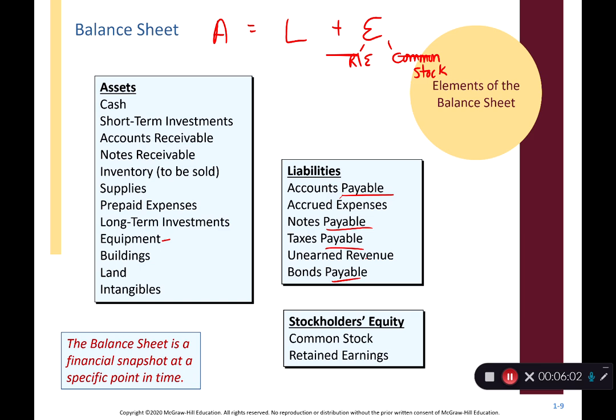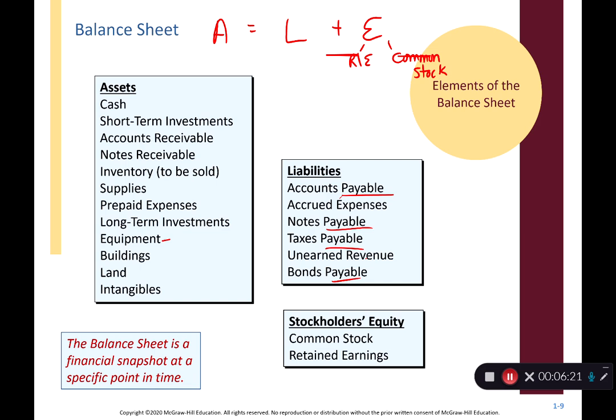We owe the creditor. Taxes payable, just like any other payable, is an amount we owe in the future, in this case for taxes. Bond payable is a type of loan that we'll talk about later in the semester. The key word, though, with all of those is payable. So that tells us it's a liability.